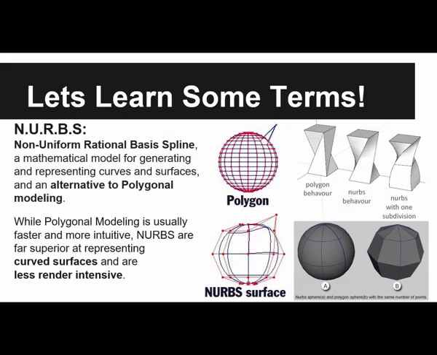NURBS. NURBS stands for Non-Uniform Rational Basis Spline. It's a mathematical model for generating and representing curves and surfaces, and an alternative to polygonal modeling. While polygonal modeling is usually faster and more intuitive, NURBS are far superior at representing curved surfaces and are less render intensive.